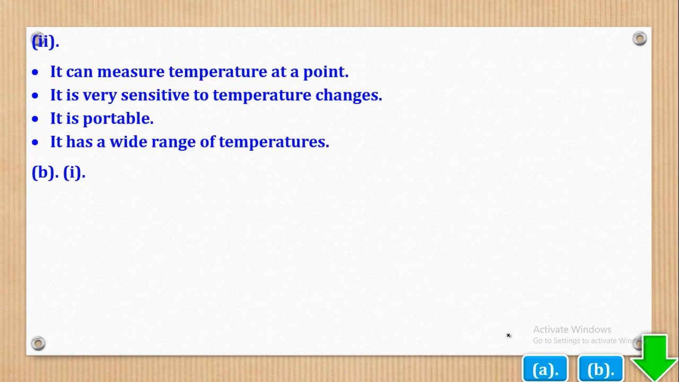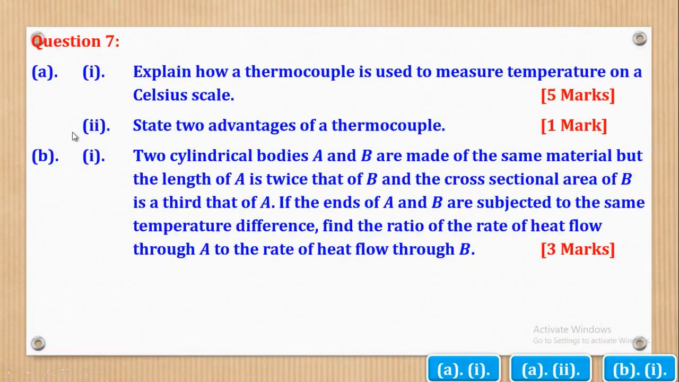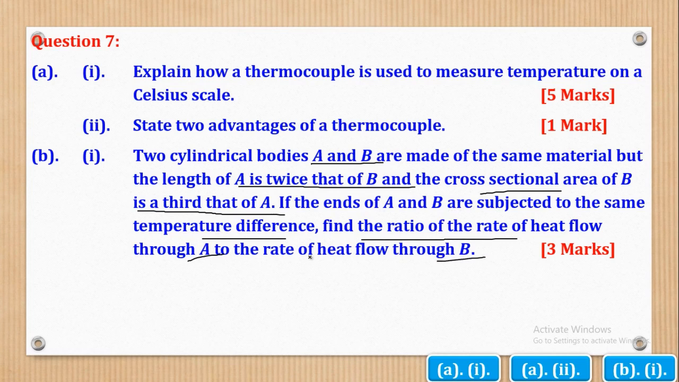Now we shall go to part B, Roman 1. B, Roman 1 says, two cylindrical bodies A and B are made of the same material, but the length of A is twice that of B, and the cross-section area of B is a third that of A. If the ends of A and B are subjected to the same temperature difference, find the ratio of the rate of heat flow through A to the rate of heat flow through B.